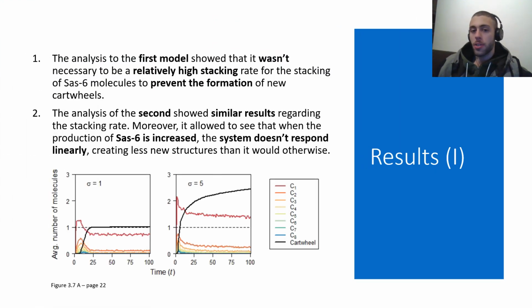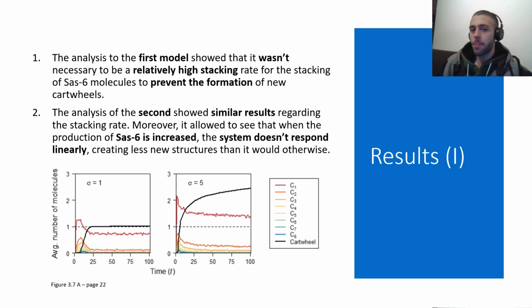Okay, so moving on to the results. The analysis of the first model showed that a relatively high stacking rate was necessary for the stacking of the Cas6 molecules to prevent the formation of new cartwheels. The analysis of the second model showed similar results regarding the stacking rate, and moreover, it allowed us to see that when the production of Cas6 is increased, the system doesn't respond linearly, creating fewer new structures than it would otherwise, as can be seen in the figures, where despite the high influx or production of Cas6 molecules, the number of cartwheels, as represented in the black line, doesn't increase linearly.